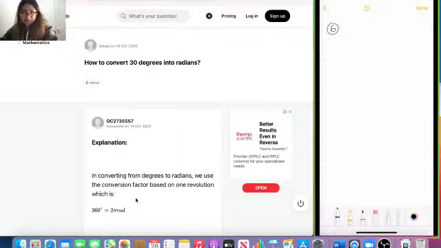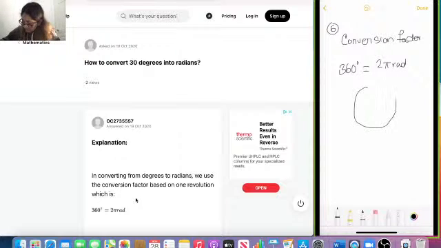Okay, so now we have how to convert 30 degrees into radians. When you're converting degrees to radians or radians to degrees, there is a conversion factor. So I'll just write the conversion factor, which is basically 360 degrees is equal to 2 pi radians. If you imagine this one circle, and you go around this whole circle, it will be a full 360 degrees, which is also equal to 2 pi radians.